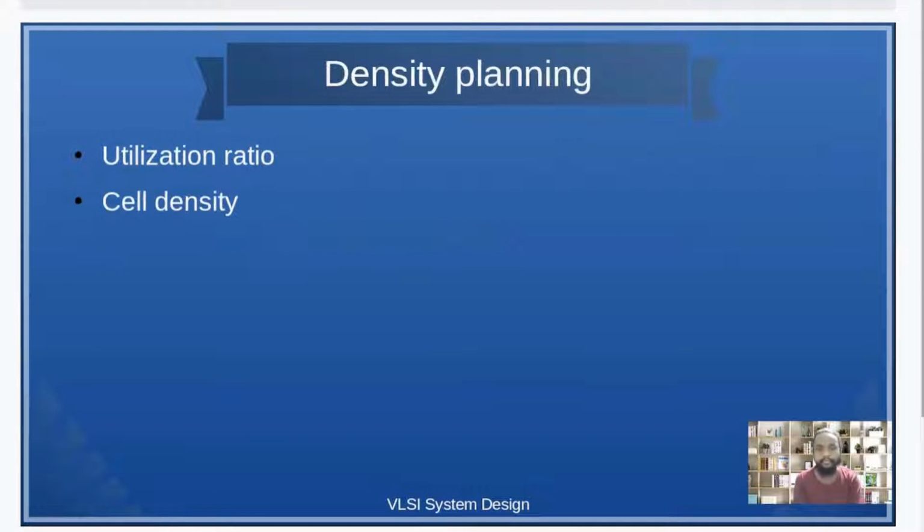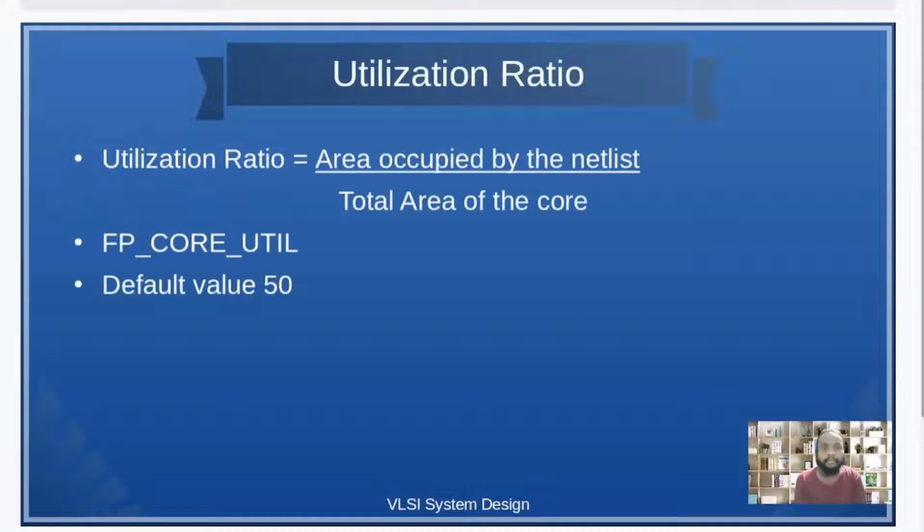Next comes density planning. There are two things that come under this: the utilization ratio and the cell density. Utilization ratio is the area occupied by the netlist divided by the total area of the core. This is controlled by the parameter FP_CORE_UTIL, and the default value is 50%. We can use this parameter to increase or decrease the utilization ratio as per our needs.